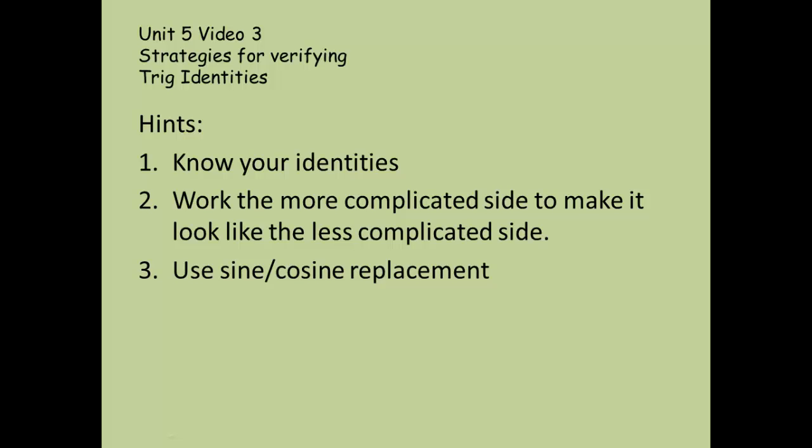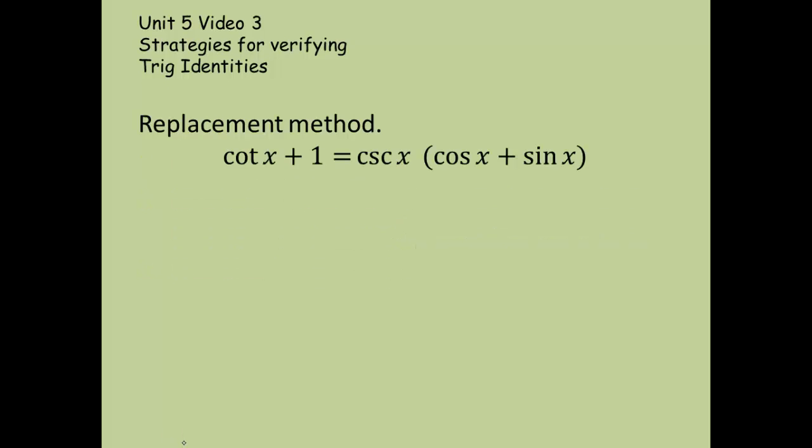What we talked about is replacing everything else to make it look just like sine and cosine, and then we get to simplify. So let's start on that one. Here I've got cotangent of x plus 1 equals the cosecant of x times the quantity cosine of x plus sine of x. I look at these two sides, and the first thing I want to do is figure out which one is more complicated. I think the right-hand side is more complicated.